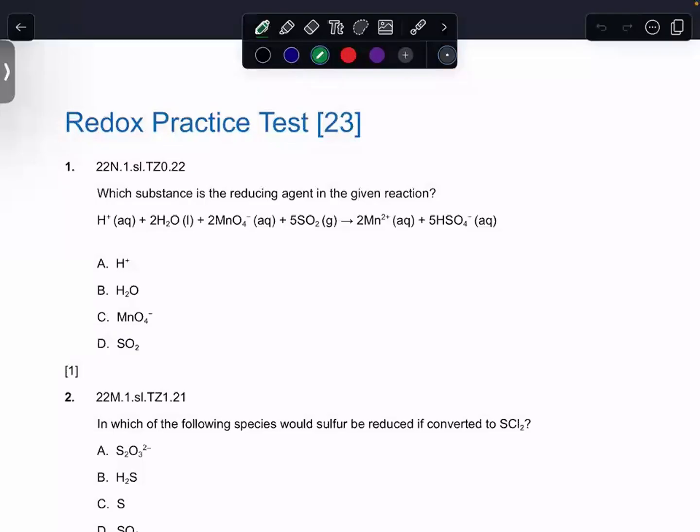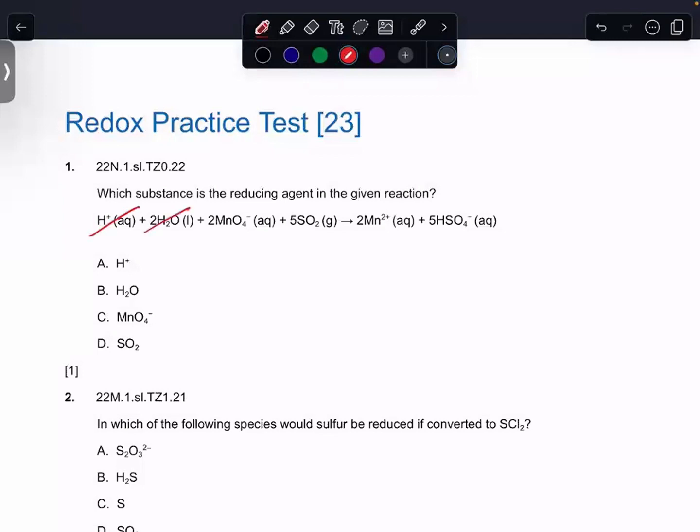All right. So welcome to this Redox practice test. Let's go ahead and just jump right in. So which substance is a reducing agent in the given reaction? So to do this reaction, we're just going to go ahead and first eliminate the things that we add. This is acidic, we know, because we have H plus and H2O.